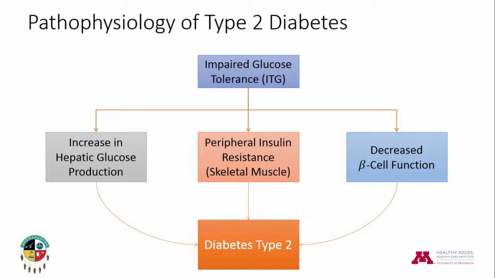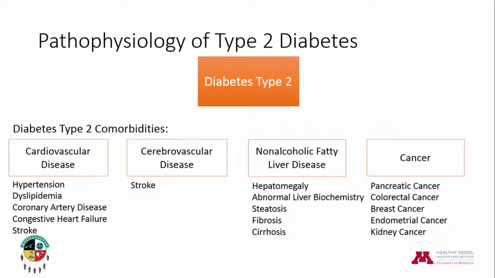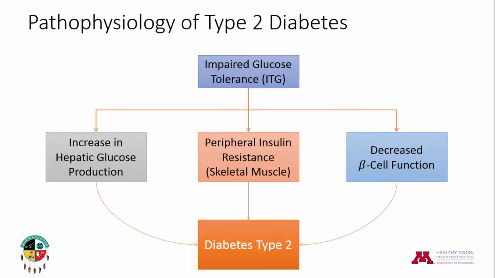And increased hepatic glucose production is basically your liver trying to increase the glucose amount to fuel your muscles and your cells in your body. And your body is telling your system, you're starving me. Okay. After that, we have peripheral insulin resistance, and that's our skeletal muscles.